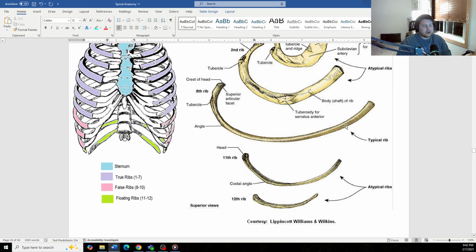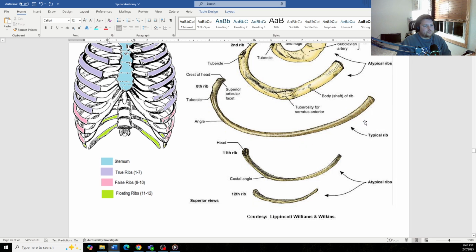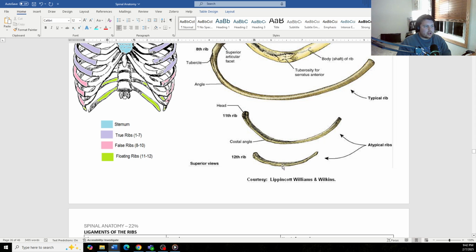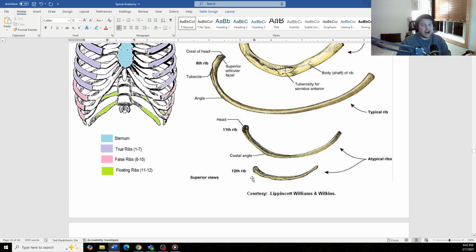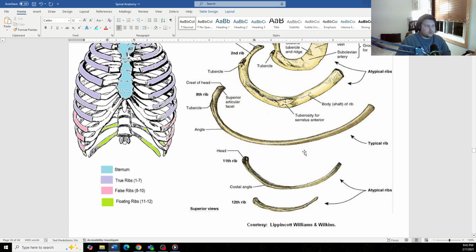Rib 8, this is our typical rib right here. And then 11 and 12, these are our atypical ribs, because those are our floating ribs, and these ones do not have a transverse costal facet that go along with them. They do not articulate with the TVPs of vertebrae 11 and 12.